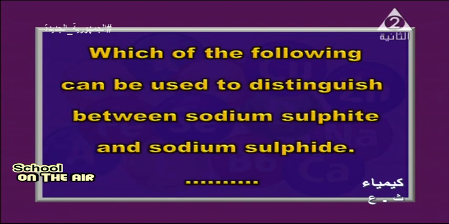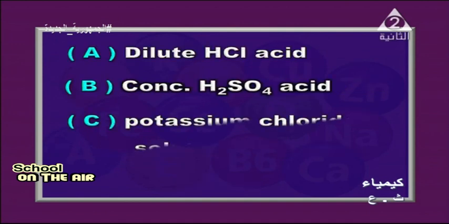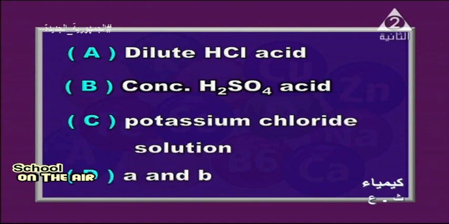Next point. Which of the following can be used to distinguish between sodium sulfide and sodium sulfite? Is it dilute hydrochloric acid, concentrated sulfuric acid, potassium chloride solution, A and B? Yes, the answer here will be A and B, because both hydrochloric acid and sulfuric acid are stronger acids than the acids of these anions, sulfite and sulfide.